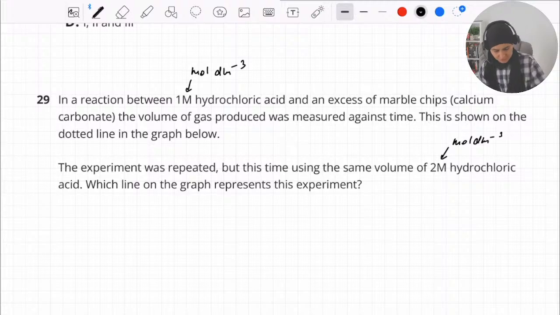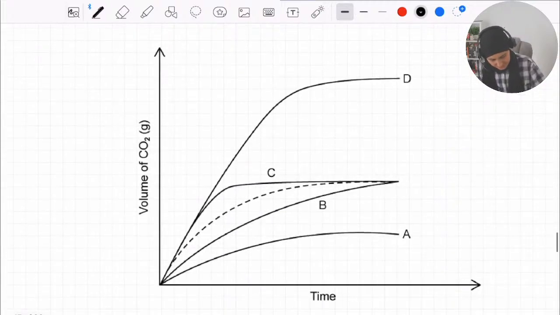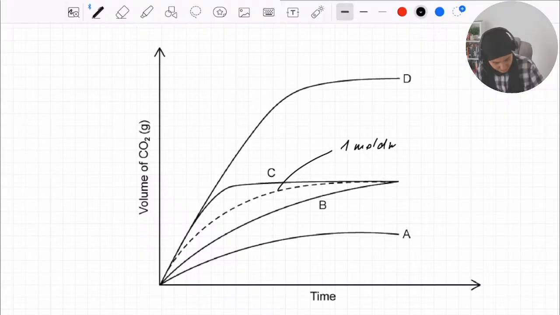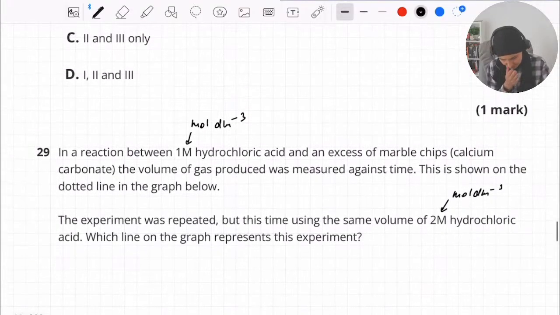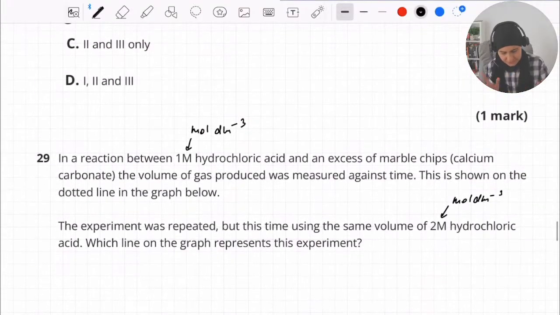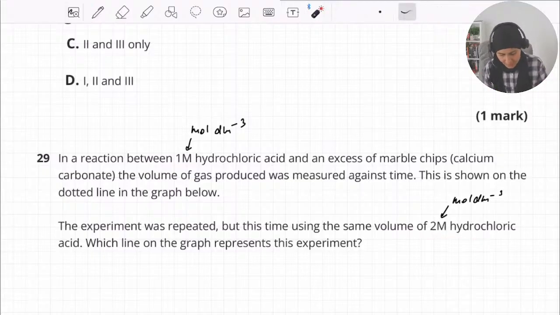All right, the dotted line, let's see the graph. This one shows 1 mole per cubic decimeter HCl, and that's it. And marble chips, well, that's a reaction of HCl and calcium carbonate. CO2 is released. And then the experiment was repeated, but this time using the same volume of 2 molar HCl.